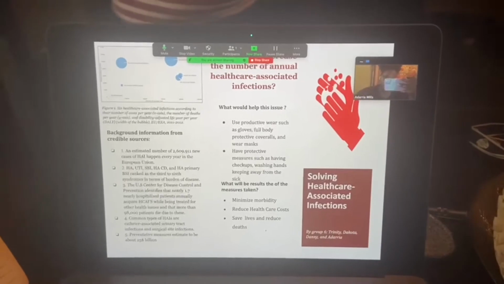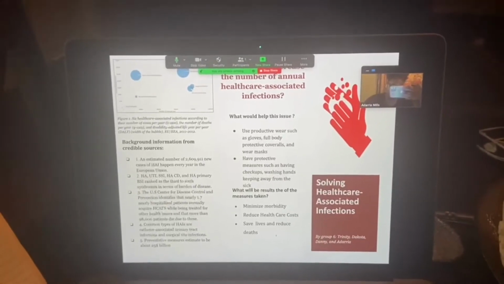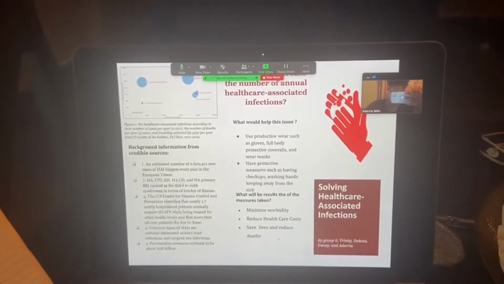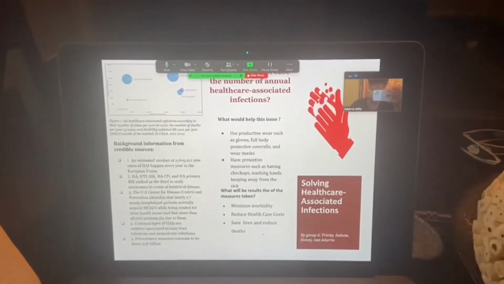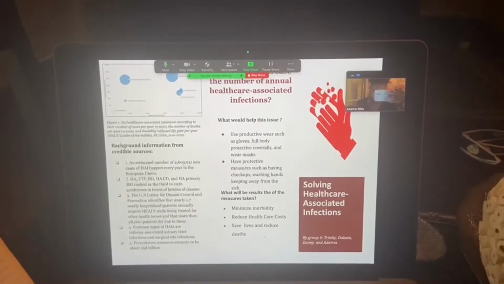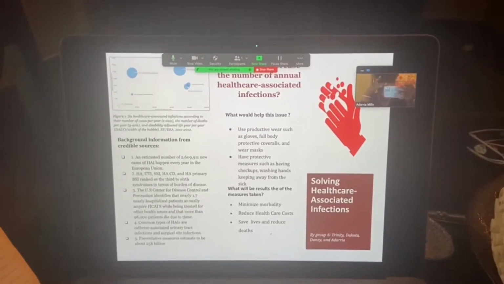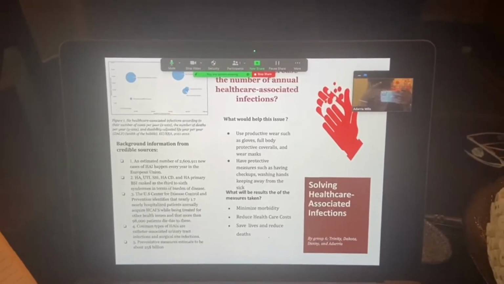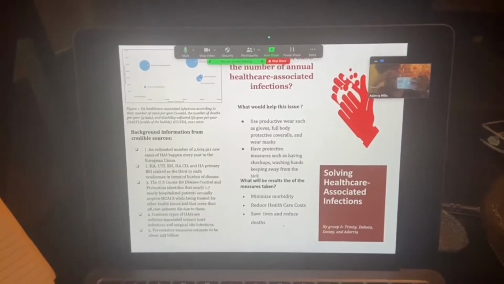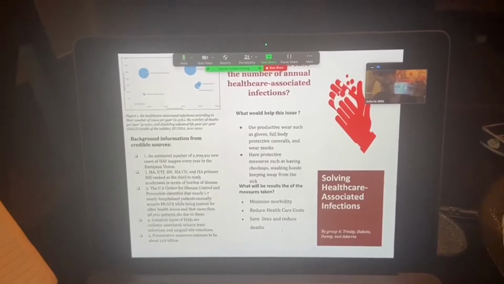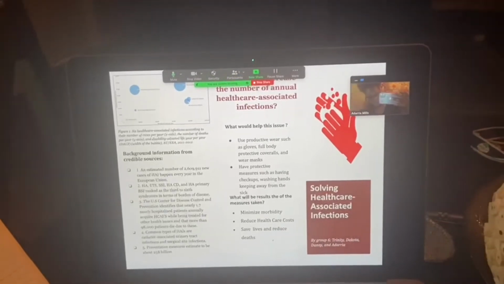So number 4, common types of HAIs are catheter-associated urinary tract infections and surgical site infections. So a catheter is something that is used during surgery, and then the surgical site is anywhere where you're cut. Number 5, preventative measures estimate to be about 25 billion. So that's for like PPE, anything that's like gloves, body covers, or hairnets.